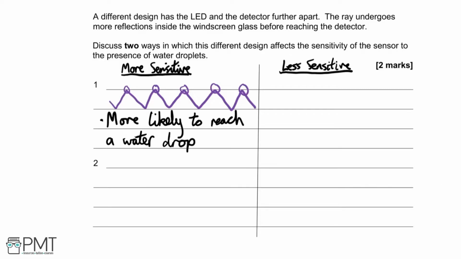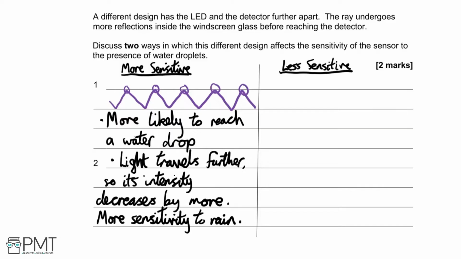Now, the second thing to say is that where the light is traveling further, its intensity will be much lower when it reaches the sensor. So the sensitivity to rain will be much higher in that case. Now you can see there that when there is rain, there's going to be a particular drop in intensity due to refraction effects. And if that light intensity is lower in the first place, then it's going to be a more significant change in comparison to the original intensity than if you had a really bright light in the first place. Now let's have a look at the less sensitive side.